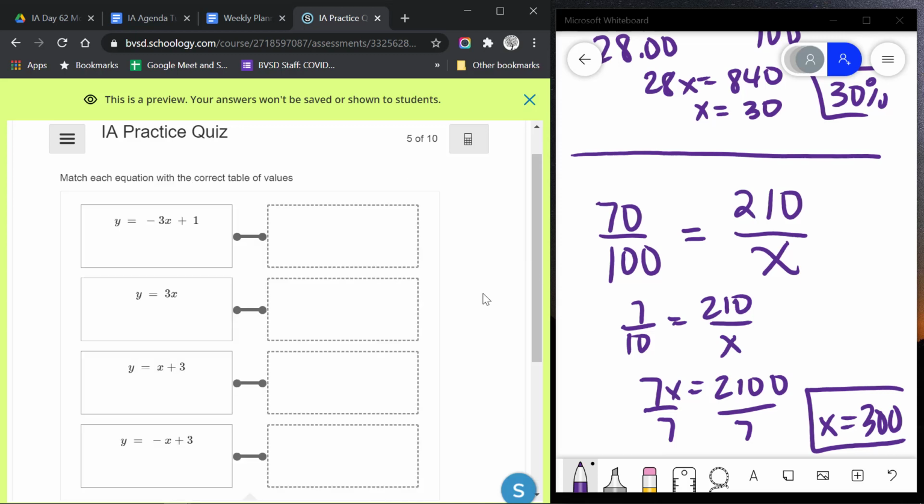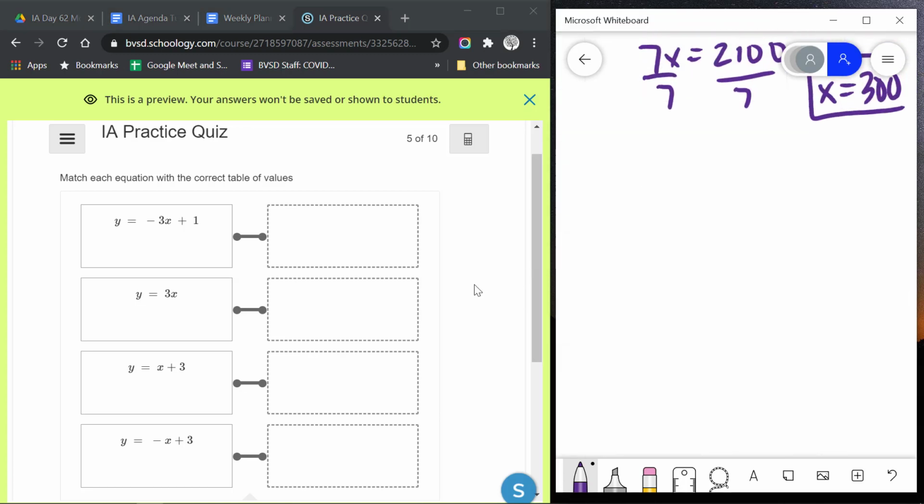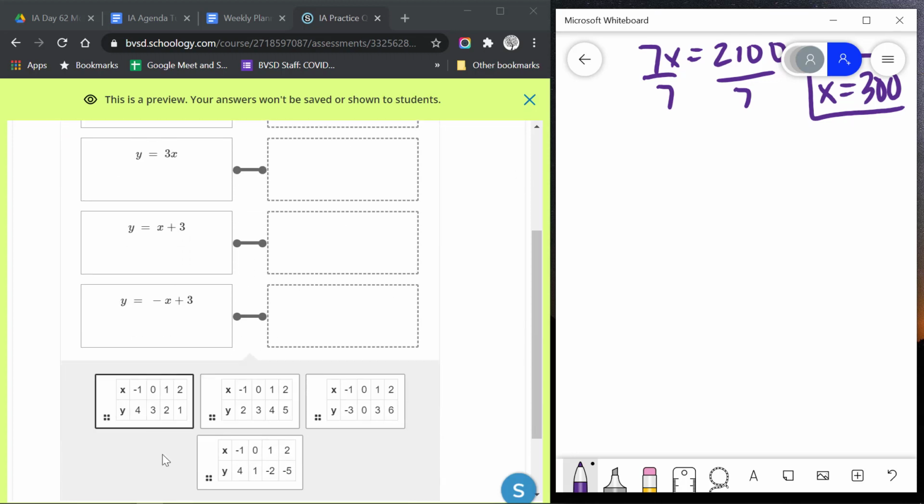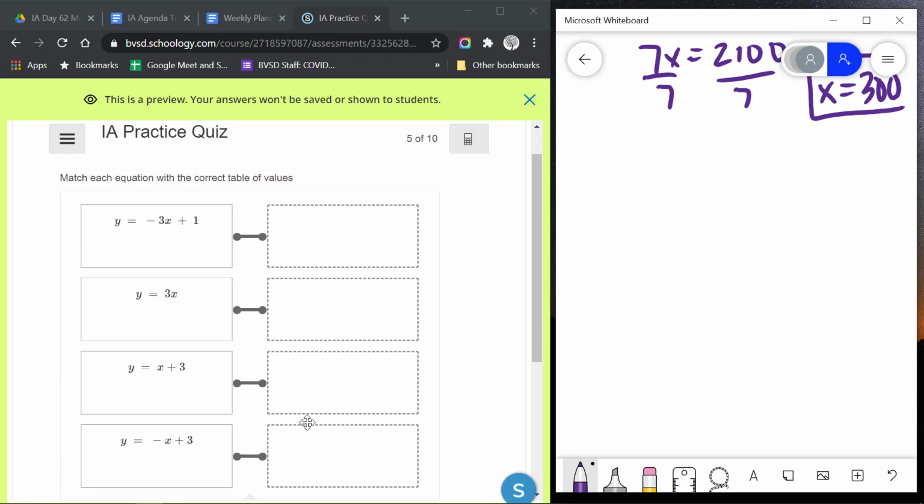Okay, so now we're getting to the part where you're going to match equations and tables and graphs. For this one it's just tables and equations. So y equals negative 3x plus 1, y equals 3x, y equals x plus 3. And we have to match with these tables down here. What I notice is that the x's all go from negative 1 to 2. So I might just make some tables on my paper.